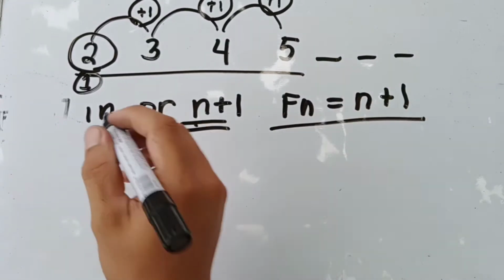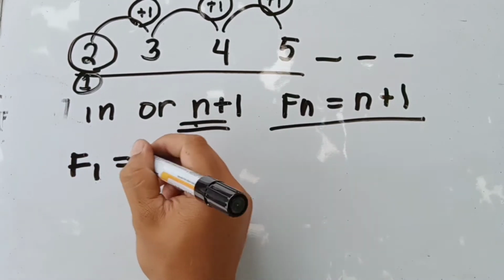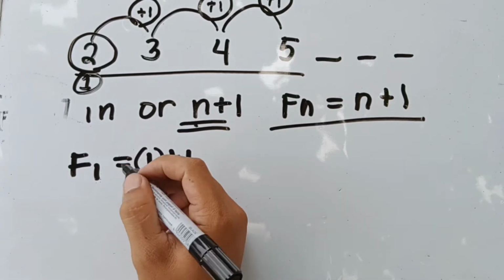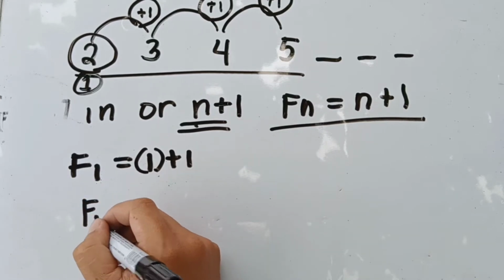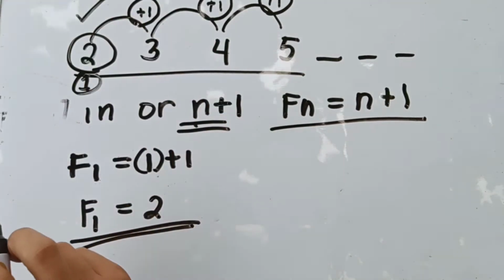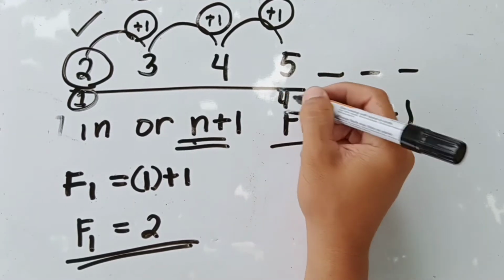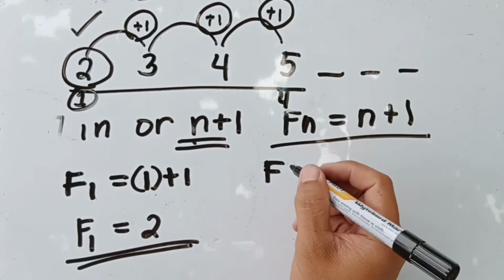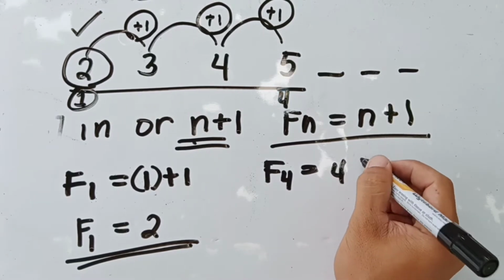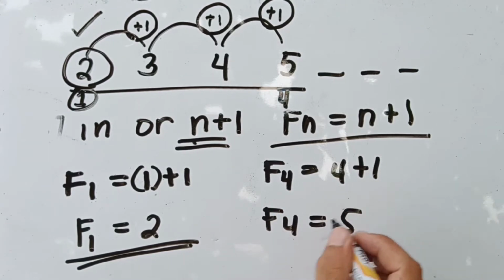Now let us check it again. So we have f sub 1 equals 1 plus 1 for the first term. So the value for our first term is equal to 2. So it is now correct. Now we will try the fourth term. So we have f sub 4 equals 4 plus 1. So our fourth term is equal to 5.